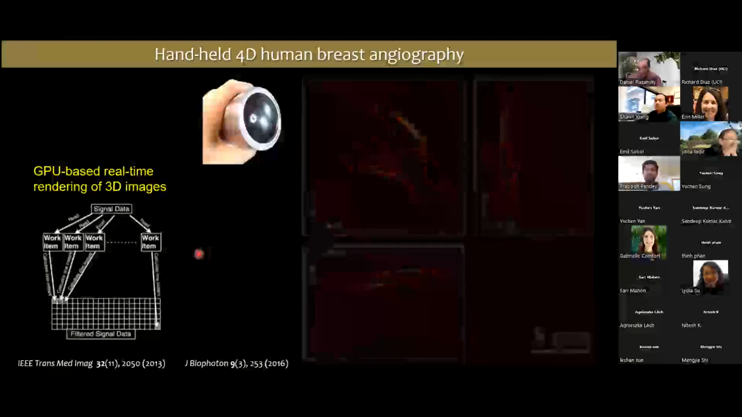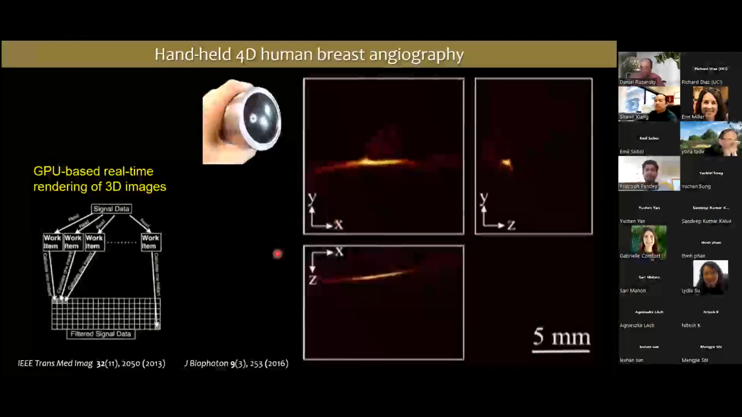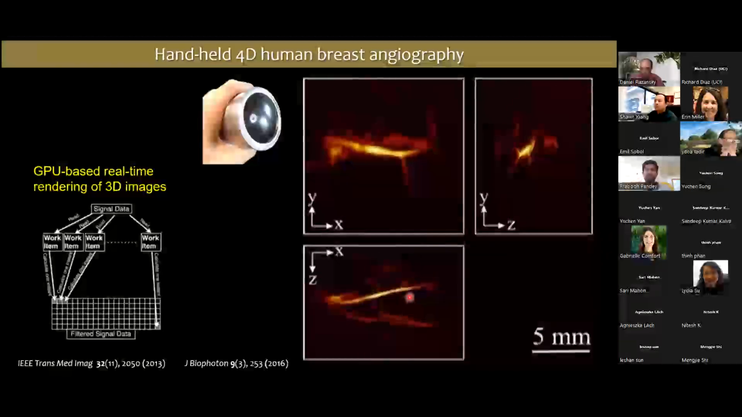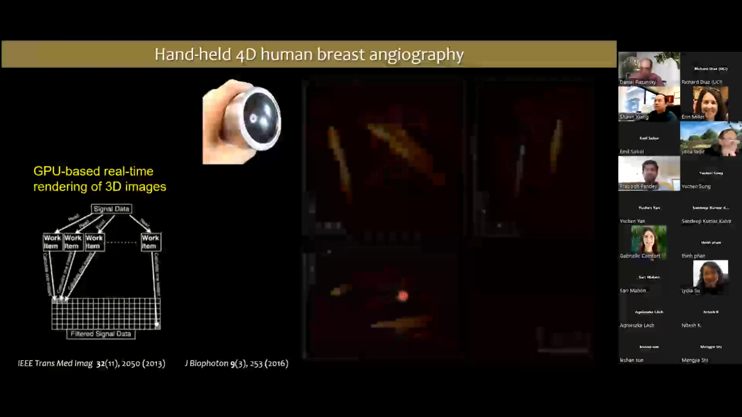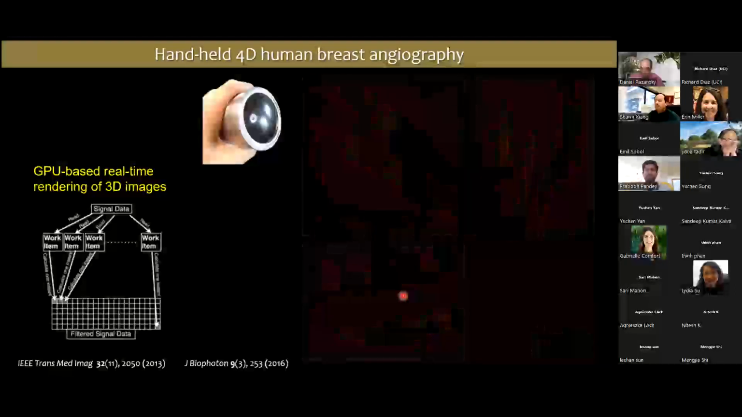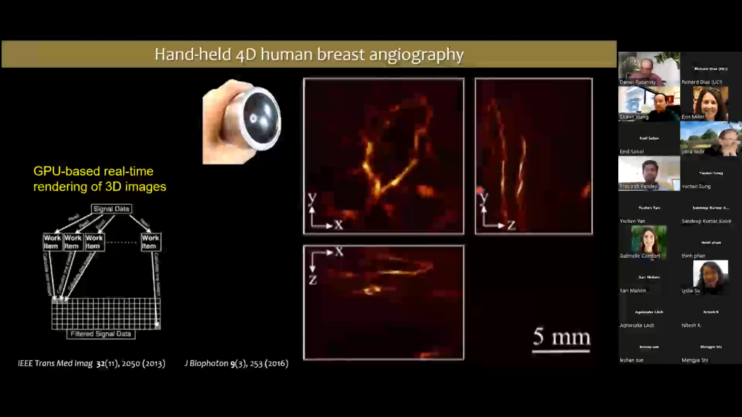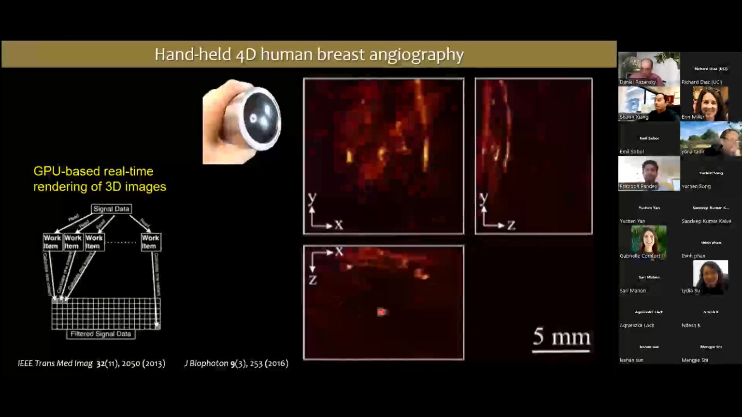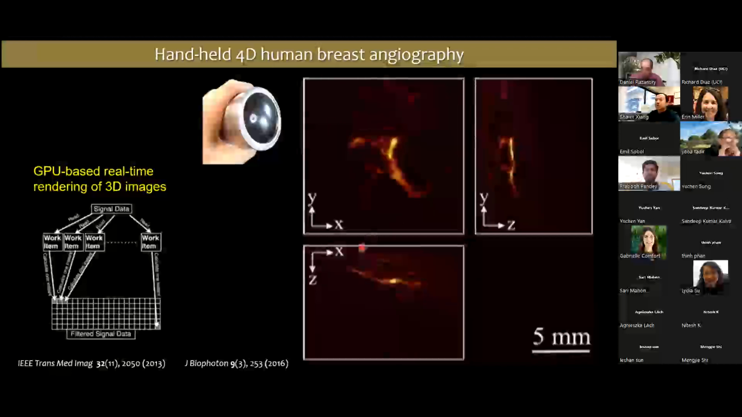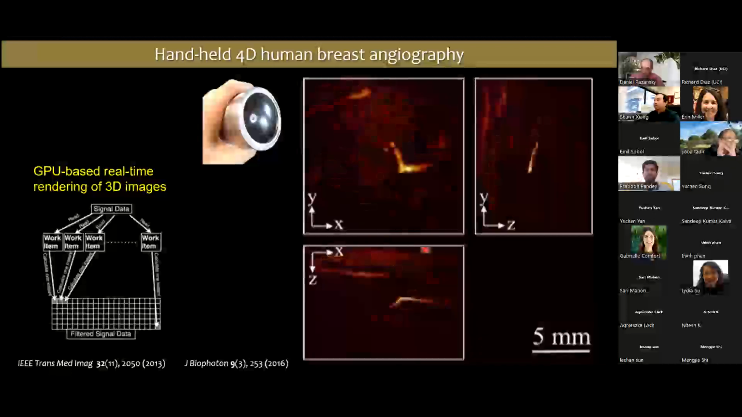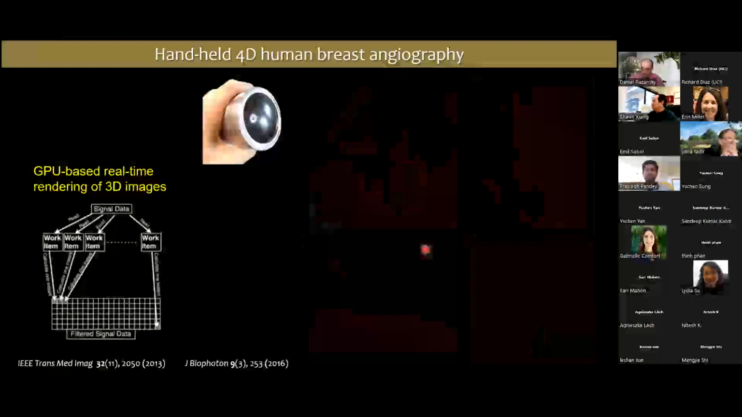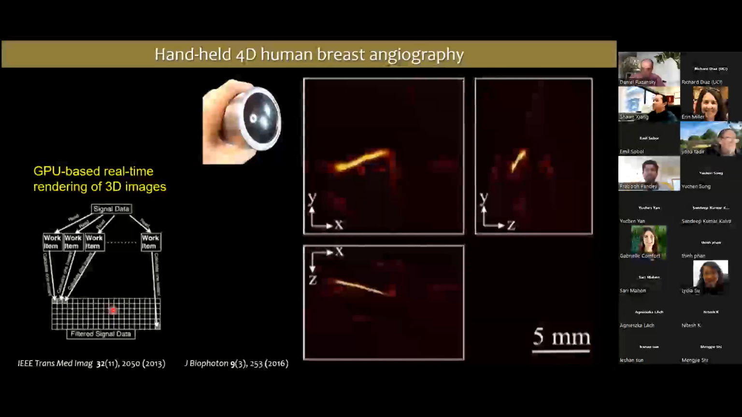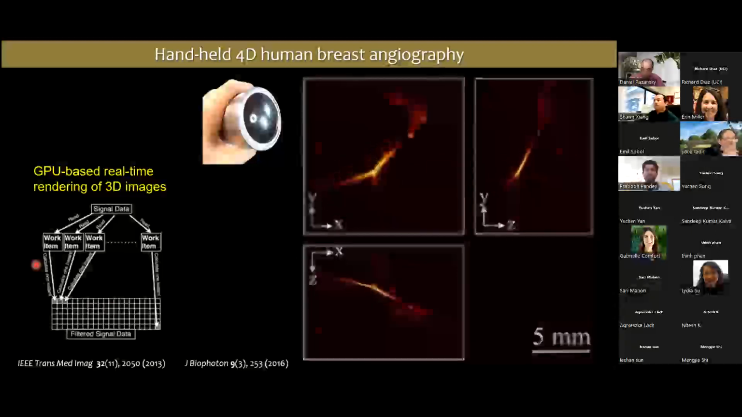So one of the first demonstrations of this technology was done in a human breast. And here you see an example of imaging sessions from a healthy volunteer. So basically, the handheld probe is slowly moved along the skin surface, and the volumetric images. So here you see maximal intensity projections along the 3 axes from the breast, and those are rendered in real time, basically at video rate, using parallel implementation of 3D reconstruction on the GPUs.